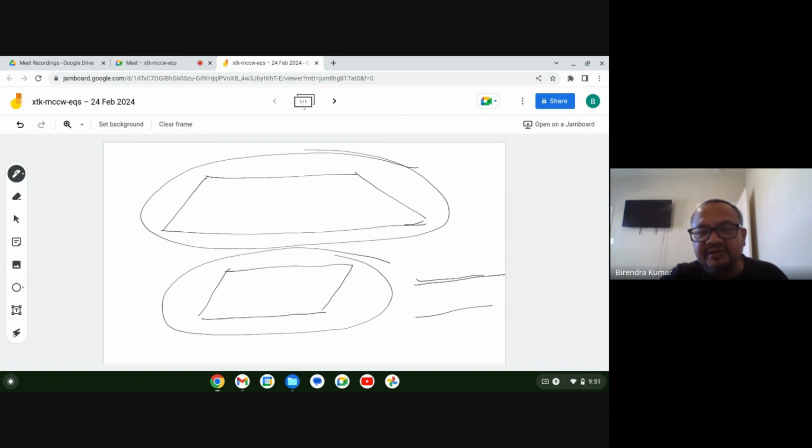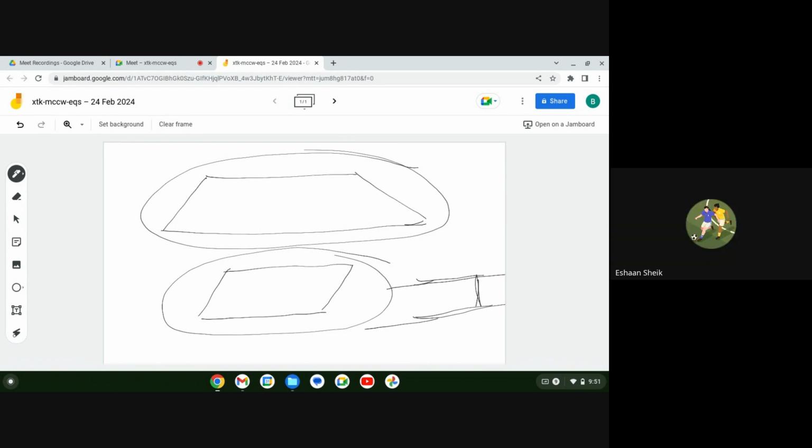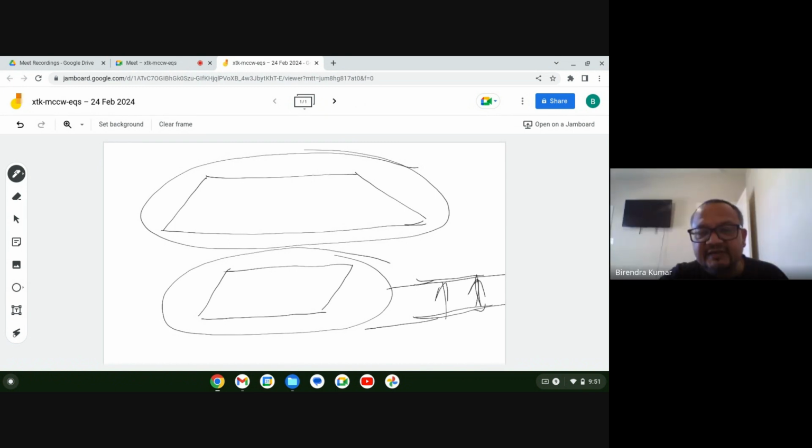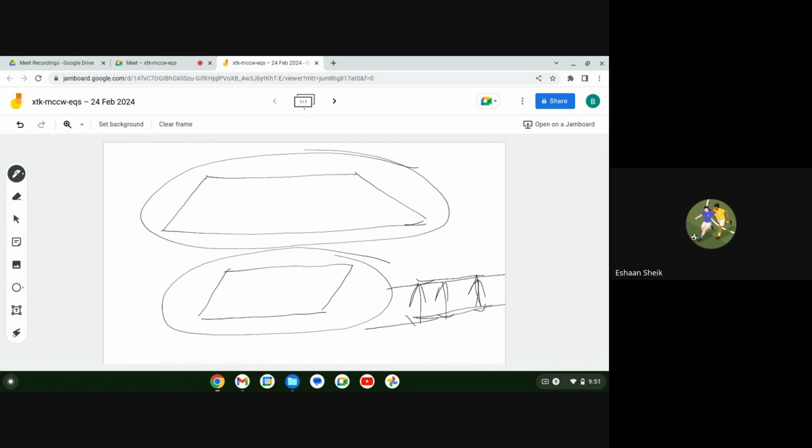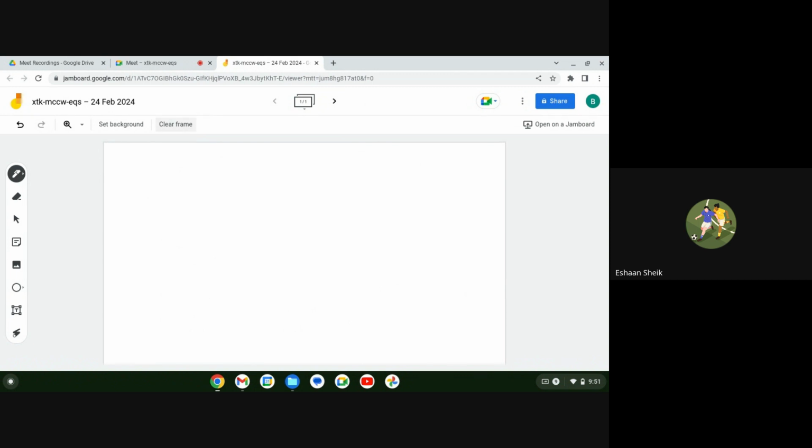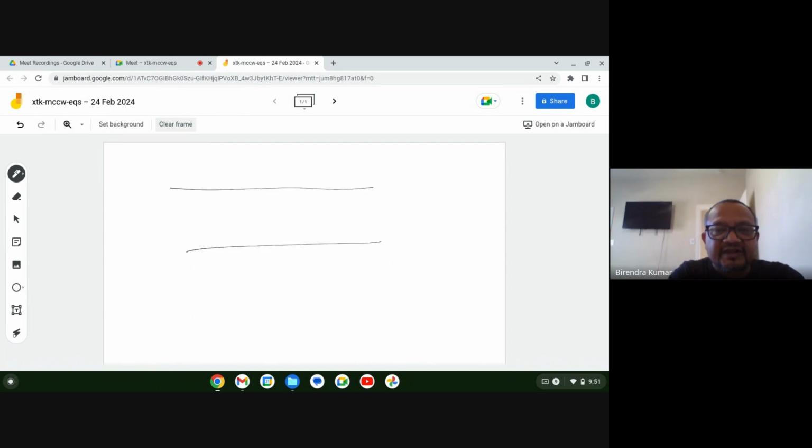If you extend them, regardless of how far, the distance between them remains fixed, meaning they will not meet. It's like a railway track, where the distance between the two lines always remains fixed. They will never cross or meet. So that is called parallel lines.